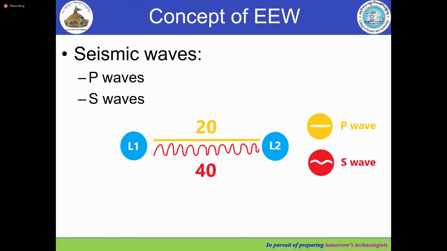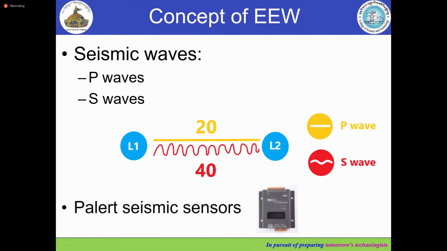So this nature of the seismic waves enables the P-Alert seismic sensors to detect P waves earlier than S waves and provide an early earthquake warning. So it is just like how we can see lightning before we can hear the thunder. The amount of the advanced warning solely depends upon the distance from the point of rupture or the epicenter.